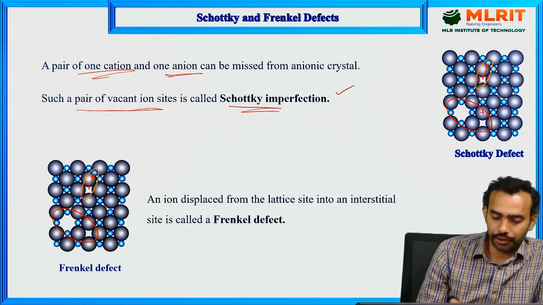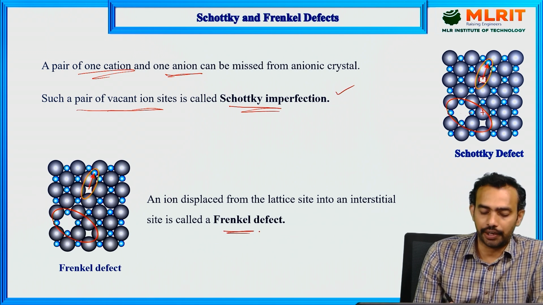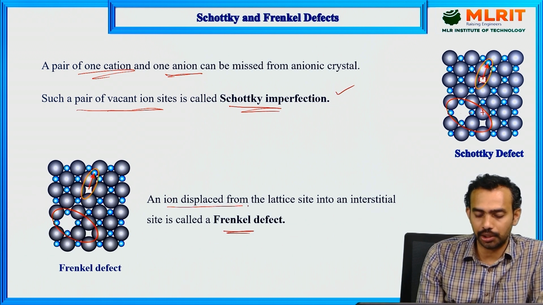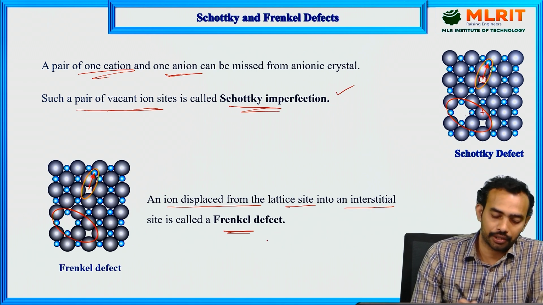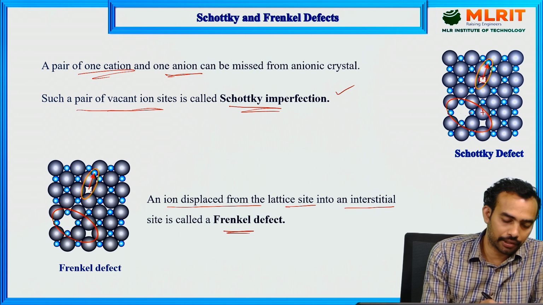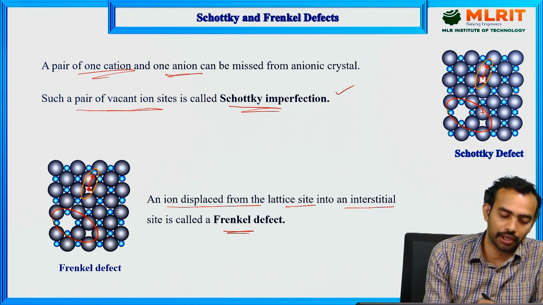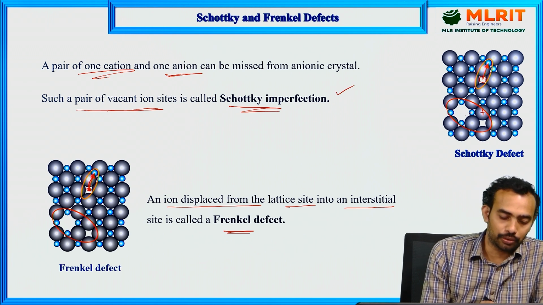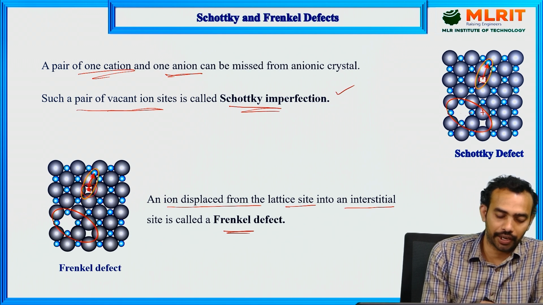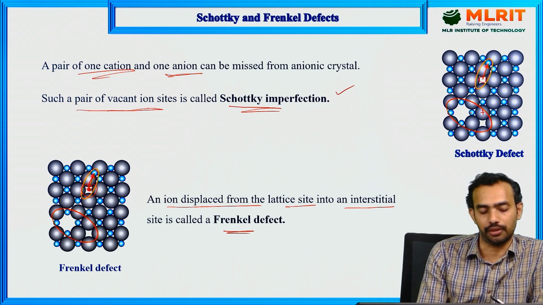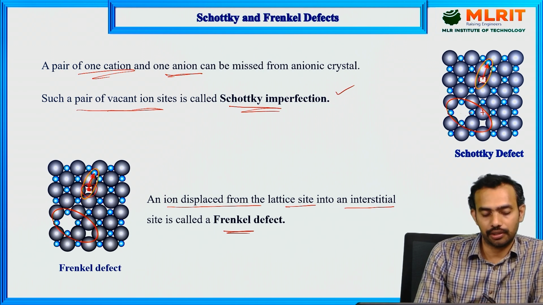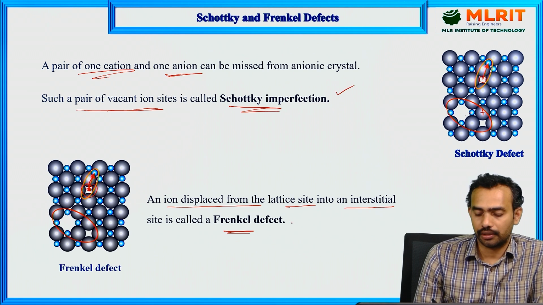In addition to that, we have another type of defect, the Frenkel defect. A Frenkel defect is when an ion is displaced from the lattice site into an interstitial site. If you look closely here, the anion present here has been displaced and is situated in an interstitial site. This displacement causes an anionic vacancy. A vacancy has been created, and also an interstitial defect. A pair of vacancy and interstitial defect is considered a Frenkel defect.